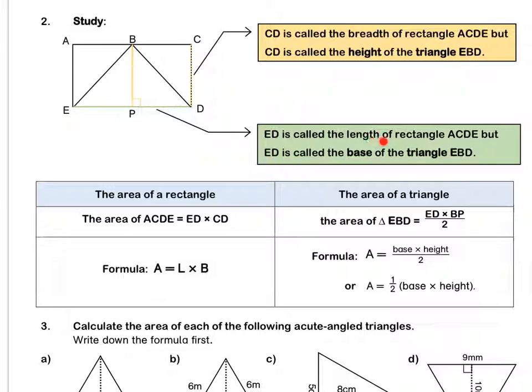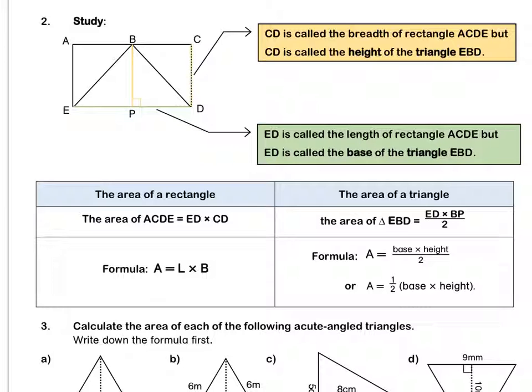ED is called the length of rectangle ACDE. Here's its length. But ED is also called the base of the triangle EBD. So in EBD, this is the base, and the height is inside the triangle, and it's exactly the same as the breadth of the rectangle. We know that the area of the rectangle is ED times CD, which is its length times its breadth.